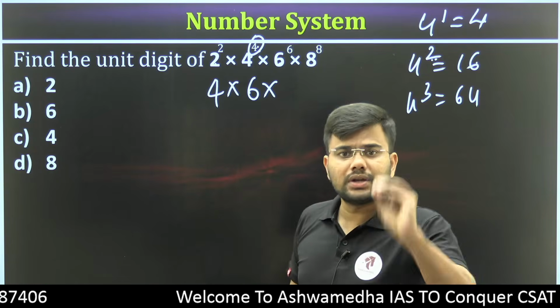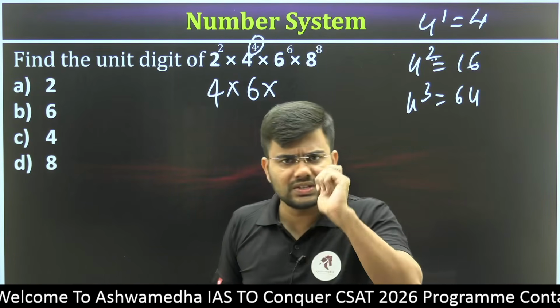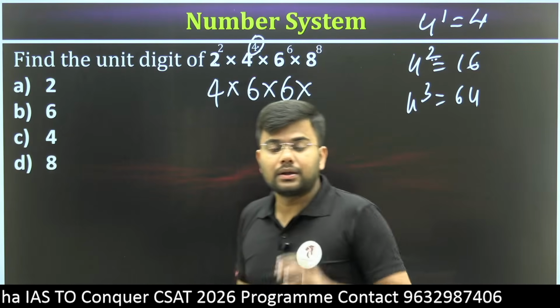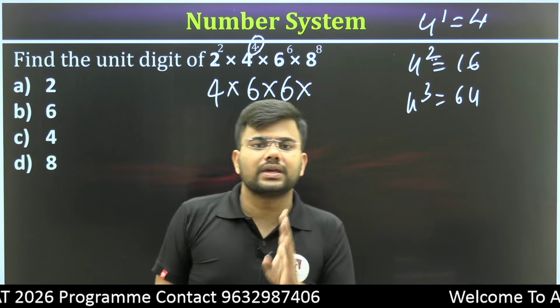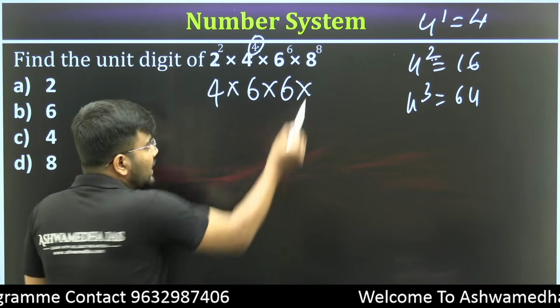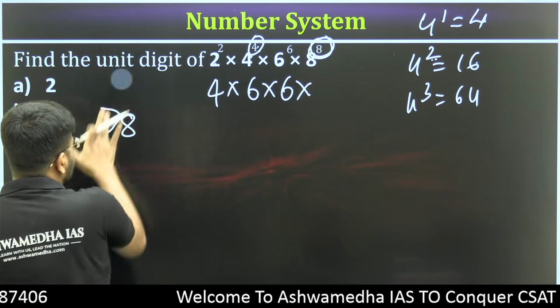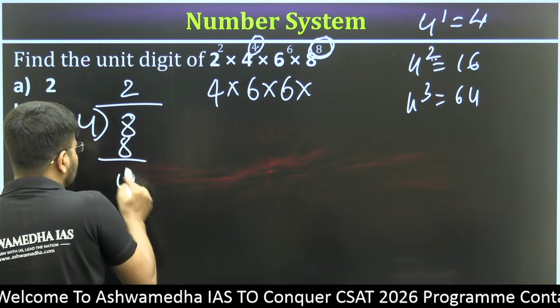If the unit digit is 6, whatever the power is, the unit digit would be 6 itself. So it would be 6 into 8 power 8. 8 power 8 repeats as a cycle of 4. What are we supposed to do? Take this power and divide it by 4. 4 twos are 8. So the remainder is 0.